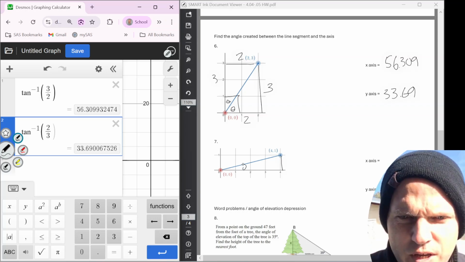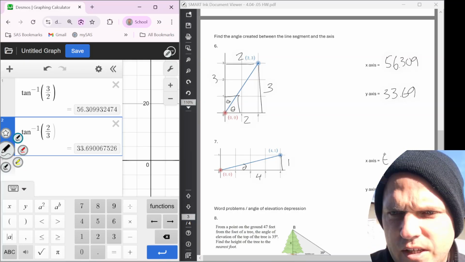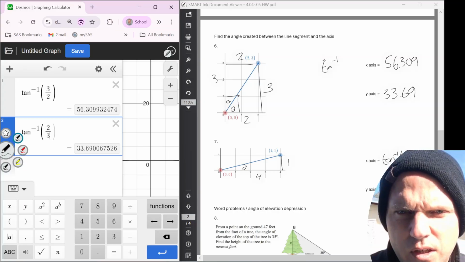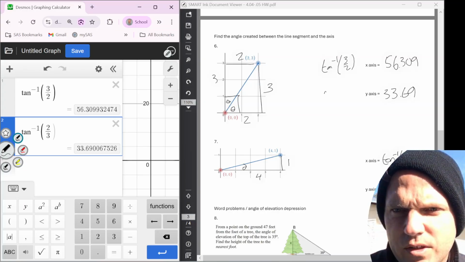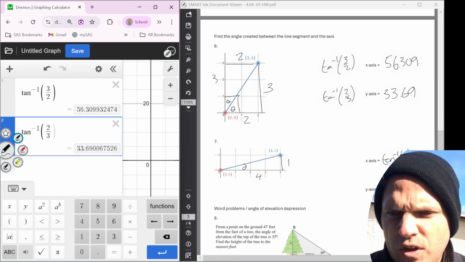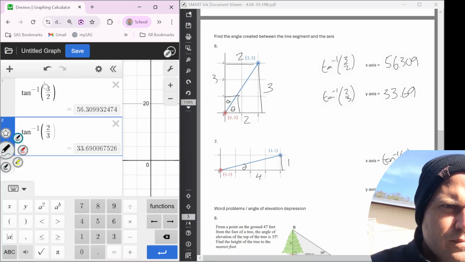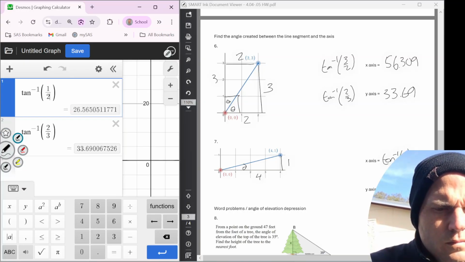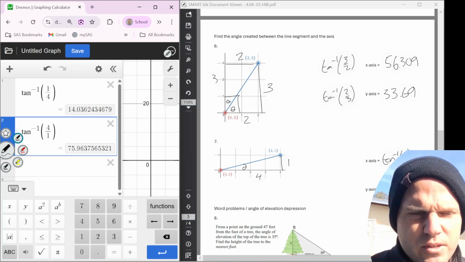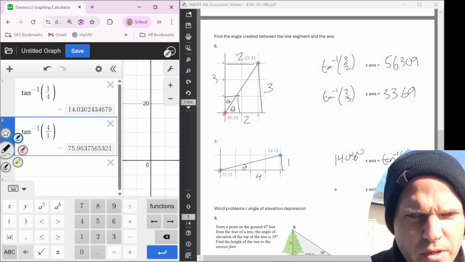And what about this guy with the x-axis? I could see this opposite length is 1, this adjacent length is 4, so I'd say this is the tan inverse of 1/4. Here I'm going to say this is the tan inverse of 3/2, whereas this is the tan inverse of 2/3. Tan inverse of 1/4, and this is the tan inverse of 4/1. See how they're complementary to each other? Smaller angle here, bigger angle here.